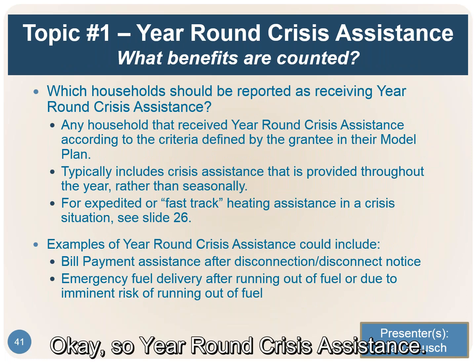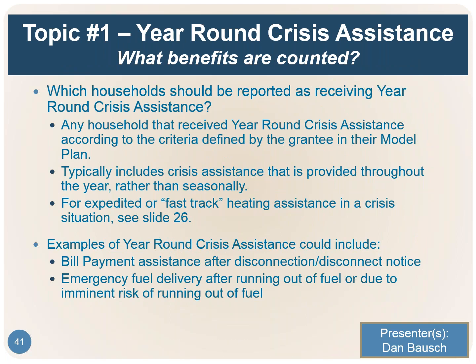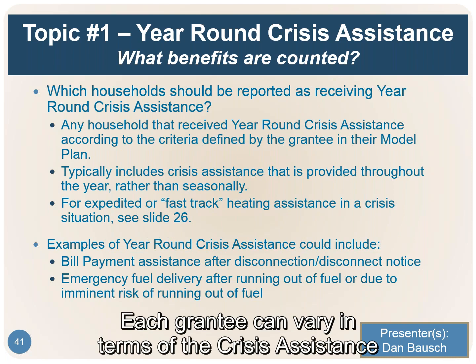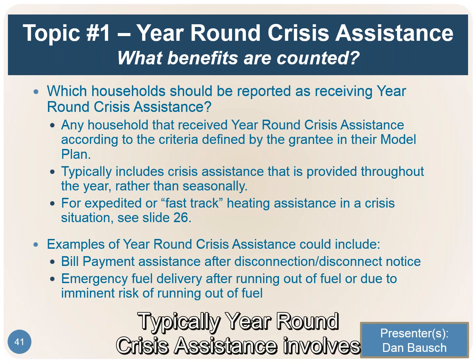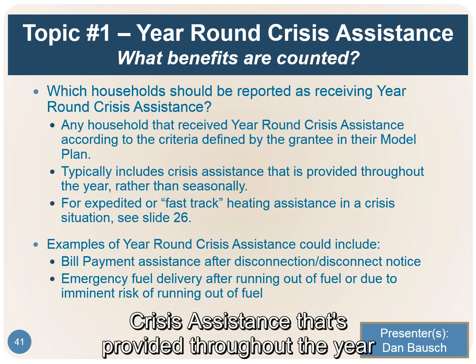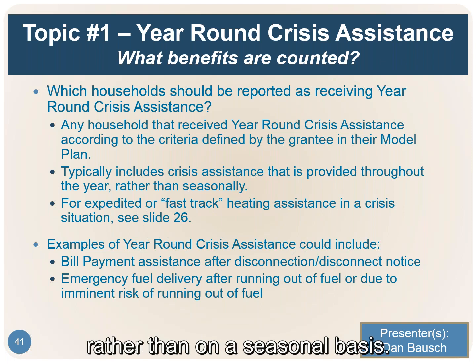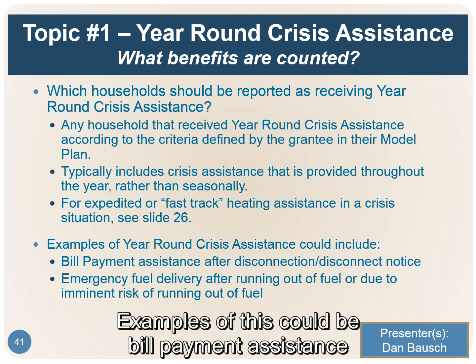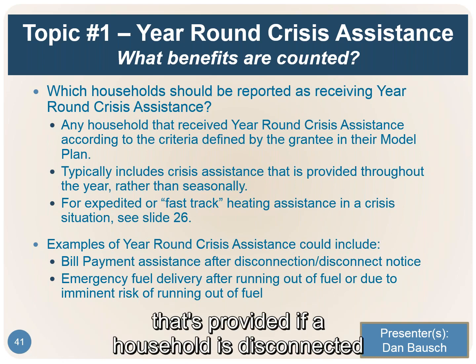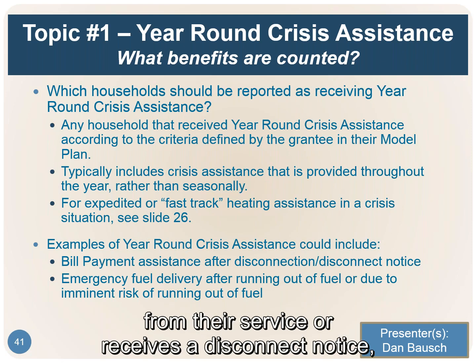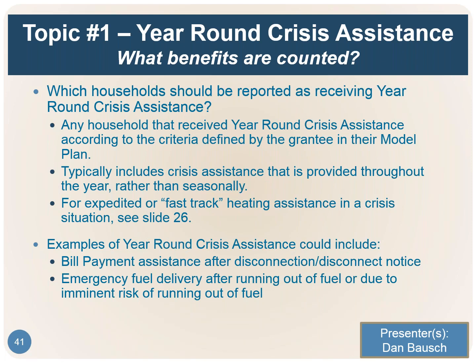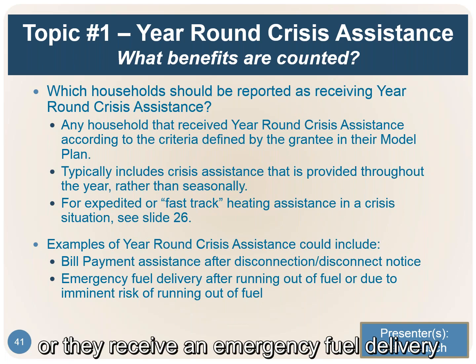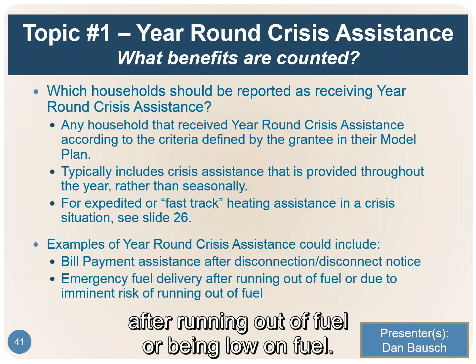Okay, so year-round crisis assistance. Each grantee can vary in terms of the crisis assistance components they have. And typically, year-round crisis assistance involves crisis assistance that's provided throughout the year rather than on a seasonal basis. Examples of this could be bill payment assistance that's provided if a household is disconnected from their service or receives a disconnect notice, or they receive an emergency fuel delivery after running out of fuel or being low on fuel.